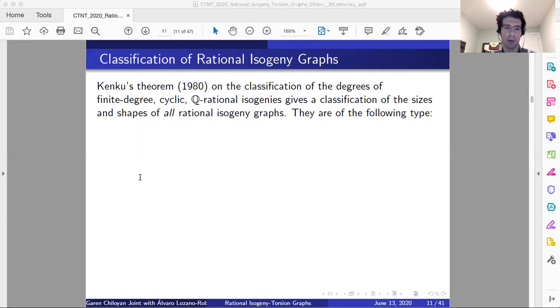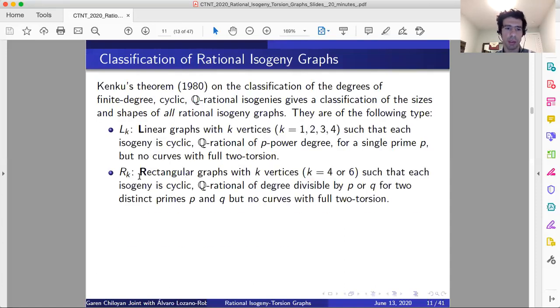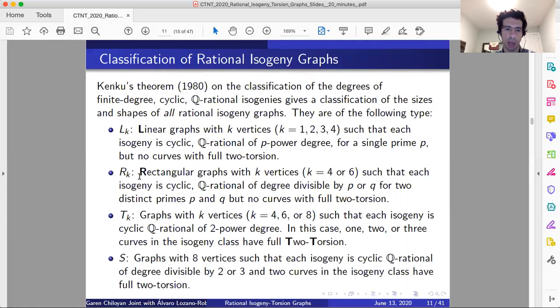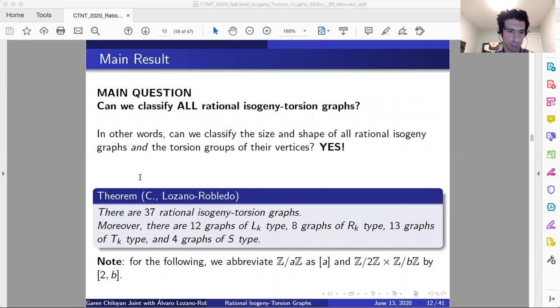There are 4 types of rational isogeny graphs, which Alvaro and I called linear graphs, rectangular graphs, graphs of T-type, and graphs of S-type. We will go over examples for them soon. But the main question we asked ourselves is, can we classify all rational isogeny-torsion graphs? In other words, can we classify the size and shape of all rational isogeny graphs and the torsion groups of their vertices? The answer to that question is yes, and here is our main result.